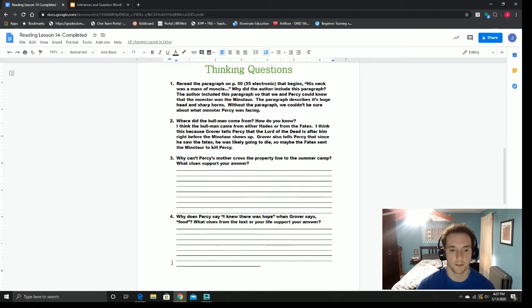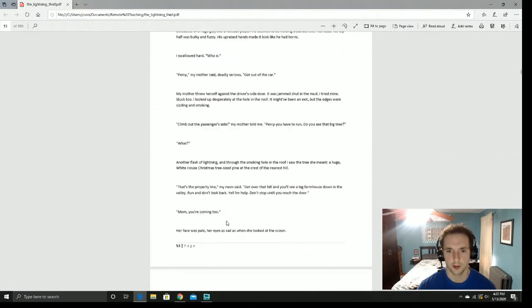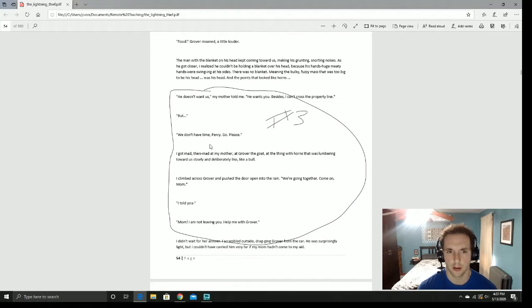Awesome. Here we go. There's a couple different pieces of information that we can use here. I've marked a few of them. So right here, he says, "He doesn't want us," meaning the Minotaur, my mother told me. "He wants you. Besides, I can't cross the property line." "But we don't have time, Percy. Go, please." I got mad, then mad at my mother, at Grover the goat, at the thing with horns that was lumbering toward us slowly, deliberately, like a bull. I climbed across Grover and pushed the door open into the rain. "We're going together. Come on, Mom." "I told you," and she was going to say, I told you I can't cross the property line. "Mom, I'm not leaving you."